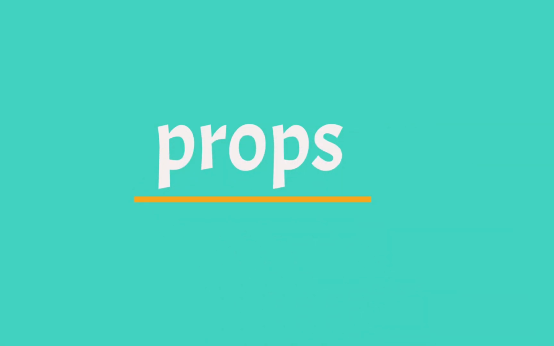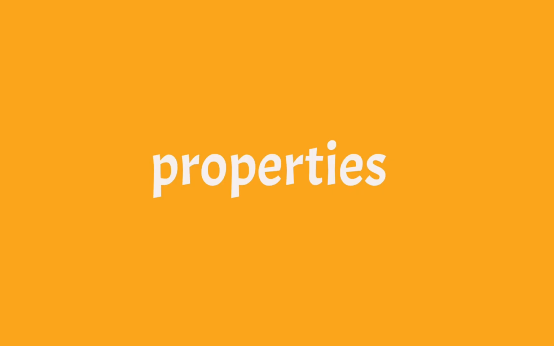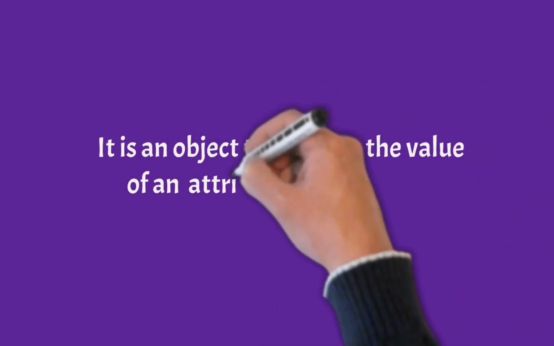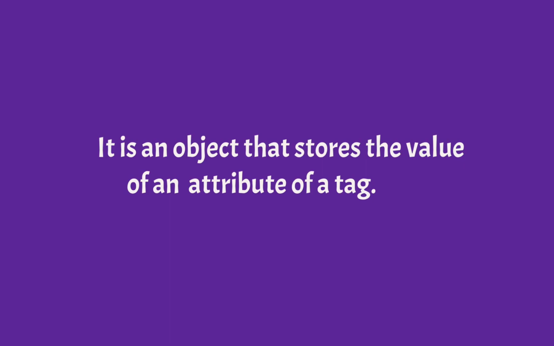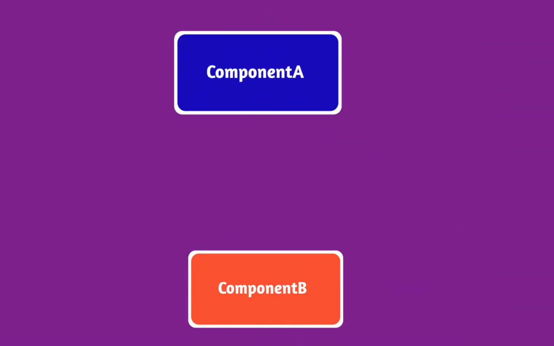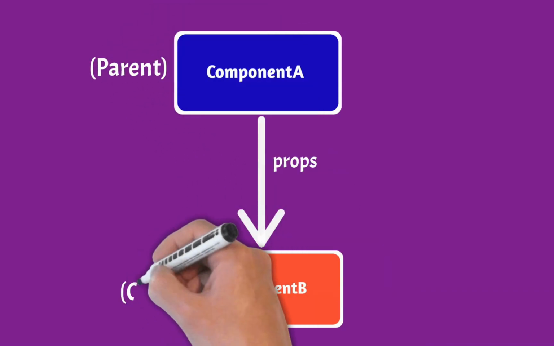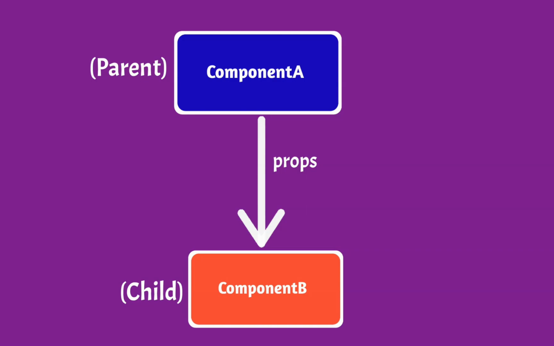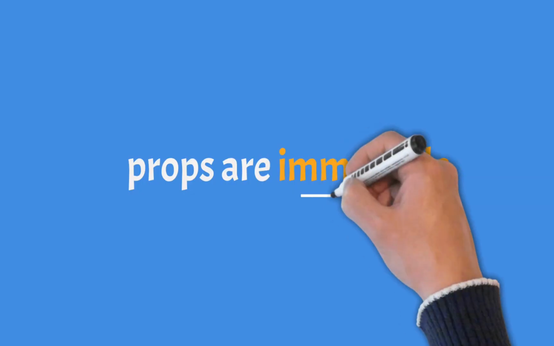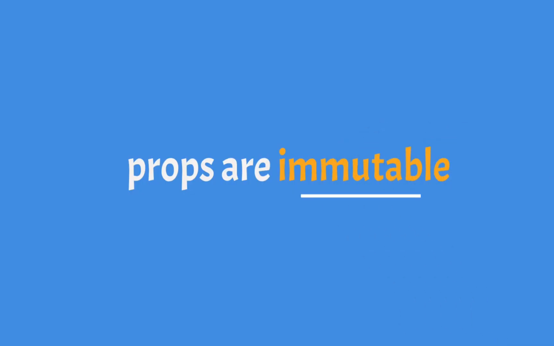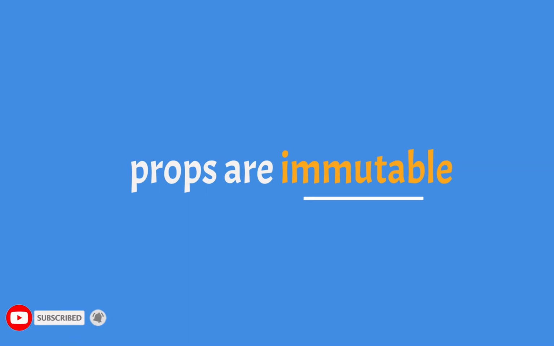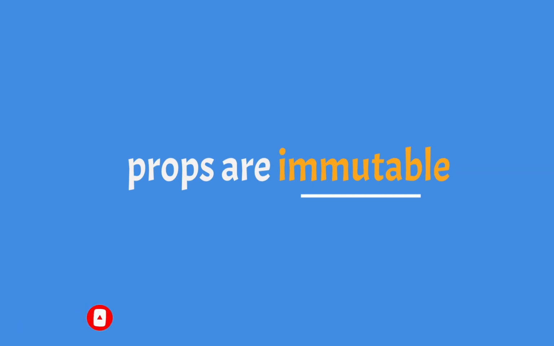So, what exactly is props? Props stands for properties. It is an object that stores the value of an attribute of a tag. And also, props enables you to pass data from one component to another, precisely from a parent component to a child component. Take note of this key point. Props are immutable, which simply implies its value cannot be changed. Haven't understood all this? Head on to VS Code and let's practicalize it quickly.